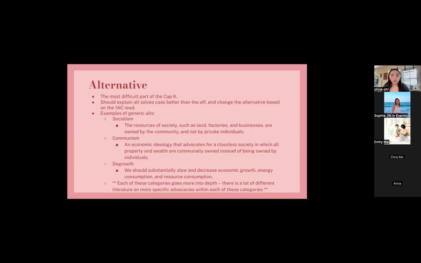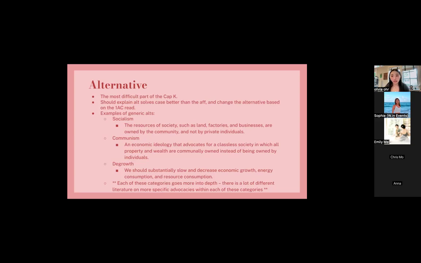So some examples of generic alternatives are kind of the three slots for alternatives that fall under the CapK. First is socialism, which is the idea that the resources of society, like land, factories, and businesses, should all be owned by the community and not by private individuals. Offshoots or smaller examples of socialism could be democratic socialism, which is defined as having a socialist economy with a democratic political system of government. So that's just another example.